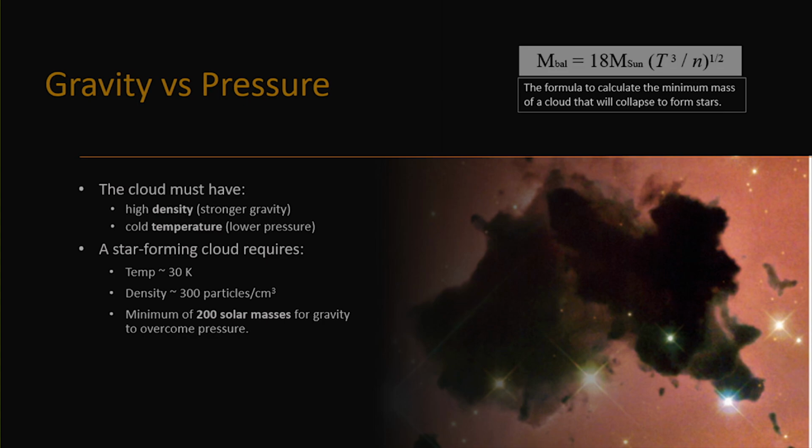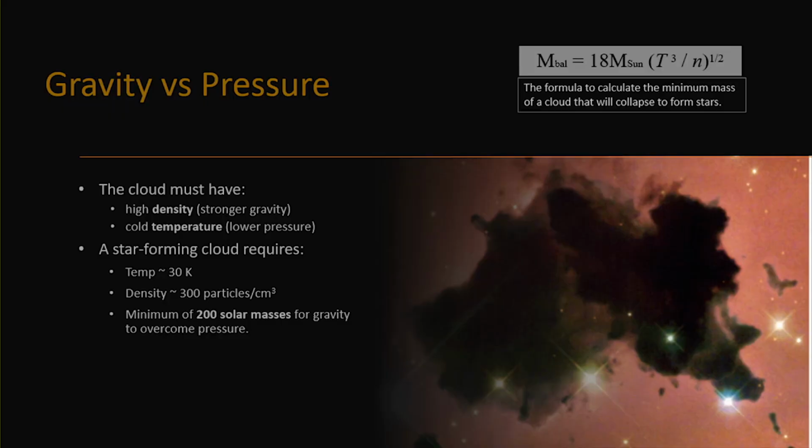And second, temperature is actually important. If our cloud is too warm, that implies that it's going to have a little bit stronger outward pressure that's going to resist gravity, and it's going to inhibit star formation. So what we really want is a cloud that is relatively high density, relatively low temperature.